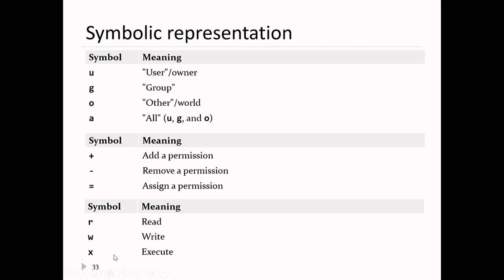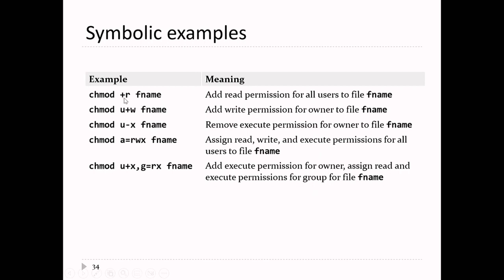So what you do is you combine these 3 things. You take one symbol from here, one or more symbols from here, one symbol from here, and then one or more symbols from here. So for example, let's look at the second one. We'll do the first one in a second. chmod U plus W fname means, for the user, add write permission to that file name. Now when using plus and minus, you have to remember that it's adding this permission. It's not changing anything else though. So U plus W means give the user write permission.